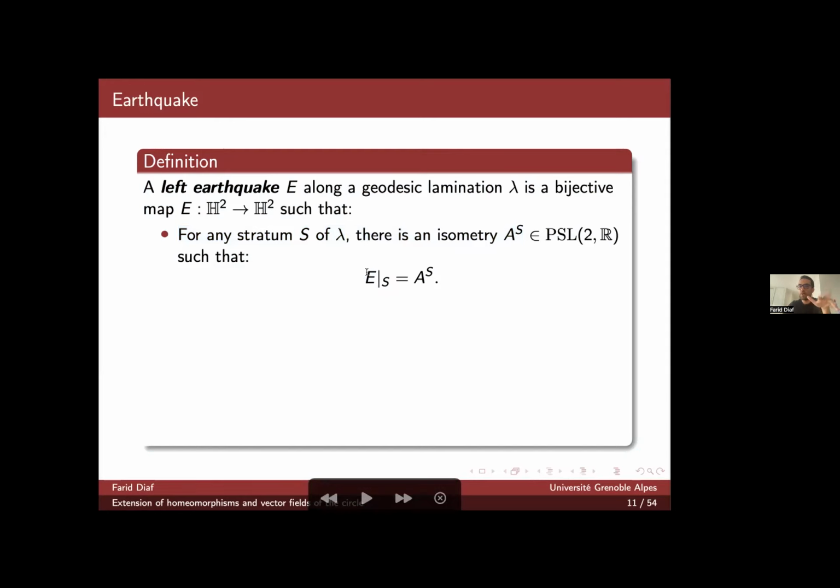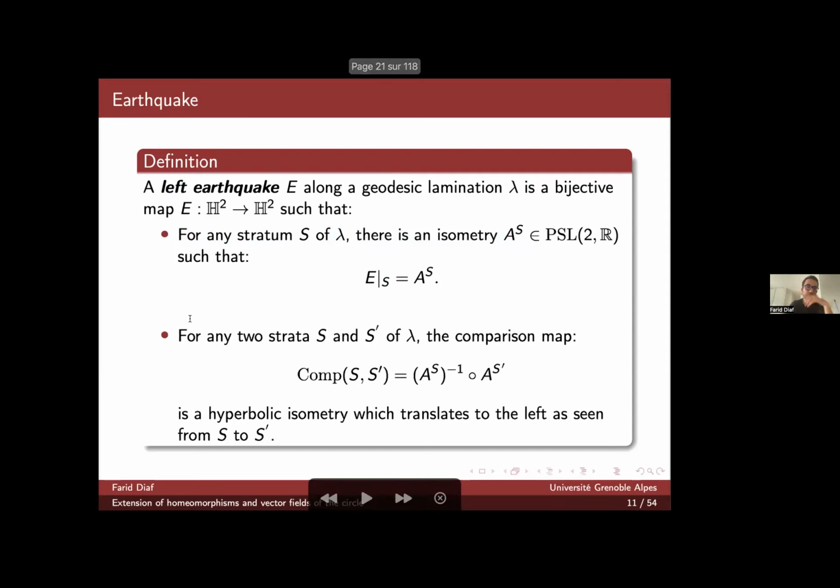So these earthquake maps are somehow piecewise isometric maps. Okay. And now there is a word left, so I should give the definition, but don't worry if you don't understand this second part very well. For any two strata S and S prime, the comparison map between the two plaques S and S prime is by definition the following: A_S^{-1} composed with A_{S'} is a hyperbolic isometry which translates to the left as seen from S to S prime. So I will not explain this part. Just focus on this first part.